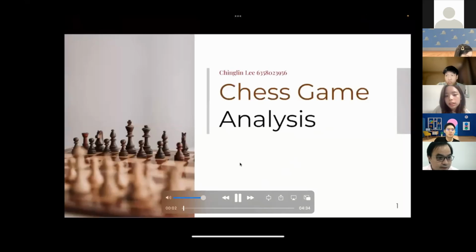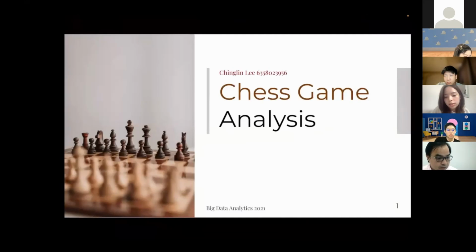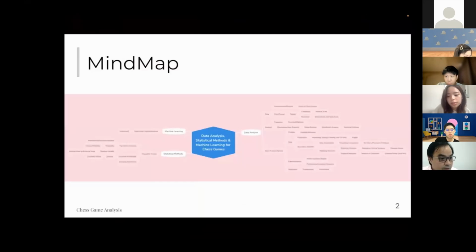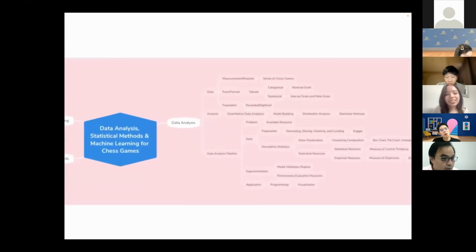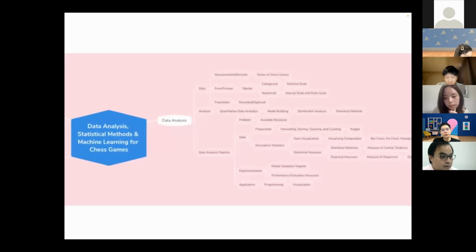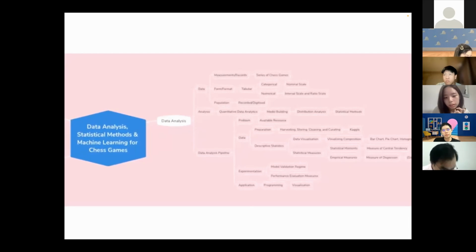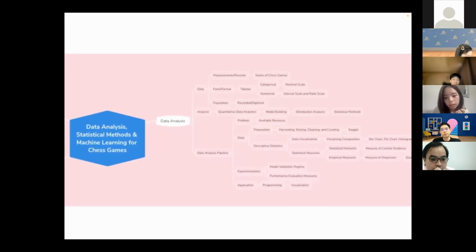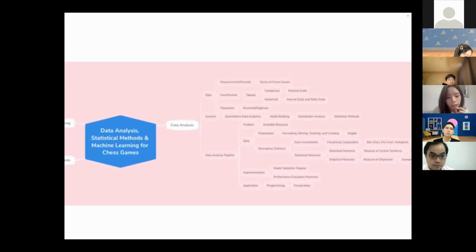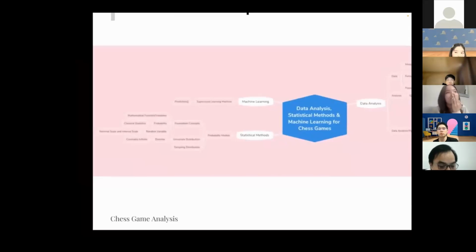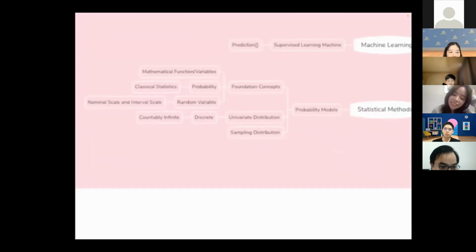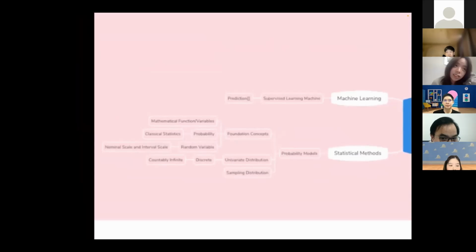My name is Shilin Lee, and I'll be presenting the analysis of a chess game data set. I'll be demonstrating data analysis of quantitative data using statistical methods. The data is measurements and records of a series of chess games in the form of nominal, interval, and ratio scale. The problem is formed with available resources using preparation of harvesting, storing, cleaning, and curating from Kaggle. Descriptive statistics using data visualization, such as visualizing compositions and statistical measures with statistical moments, such as central tendency and empirical measures. Next, statistical measures are mainly probability models of univariate and sampling distribution. There will also be machine learning with supervision using prediction methods.